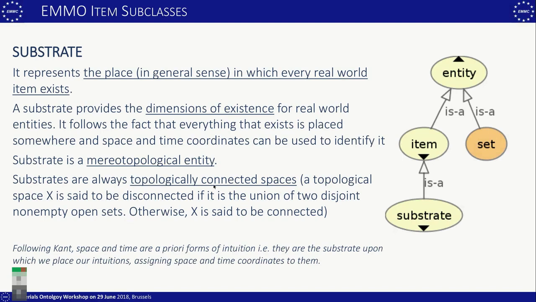Substrates are always topologically connected spaces. A topological space X is said to be disconnected if it is a union of two disjoint non-empty open sets. Otherwise, X is said to be connected. This follows the Kantian intuition that space and time are a priori forms of intuition. So everything must be in space and time.